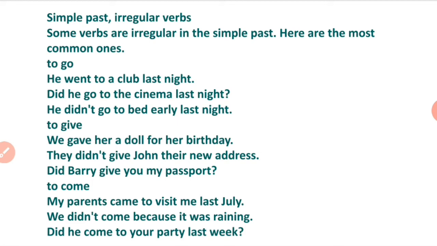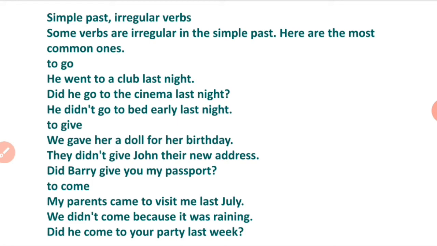It means there is irregularity in these verbs. Not like walked, walked. No. All forms are different. Go, went, gone. Did he go to the cinema last night? He didn't go to bed early last night.